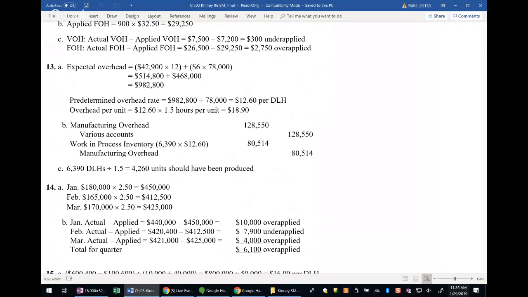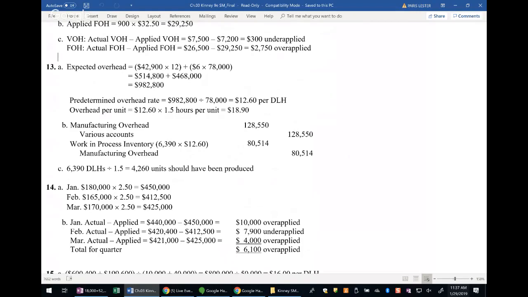Now here, your actual was 420, your applied was 412, under applied. All right. Actual 425, applied 421, under applied. Altogether, you've got 6,100 over applied for these 3 months.